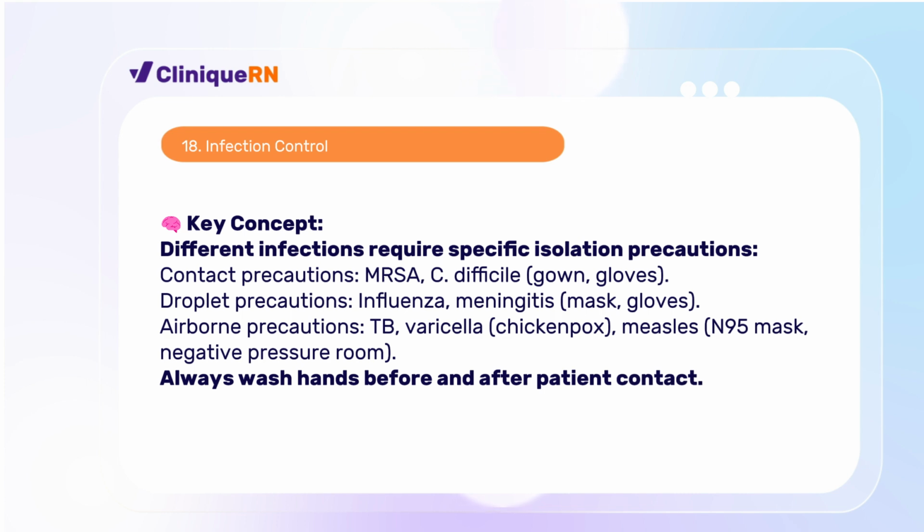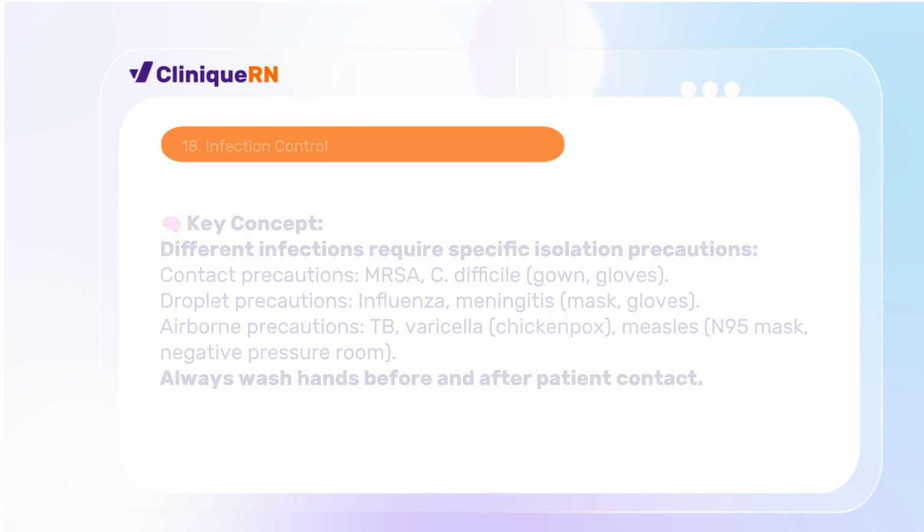Key concept: different infections require specific isolation precautions. Contact precautions: MRSA, C. difficile; gown, gloves. Droplet precautions: influenza, meningitis; mask, gloves. Airborne precautions: TB, varicella (chickenpox), measles; N95 mask, negative pressure room. Always wash hands before and after patient contact.